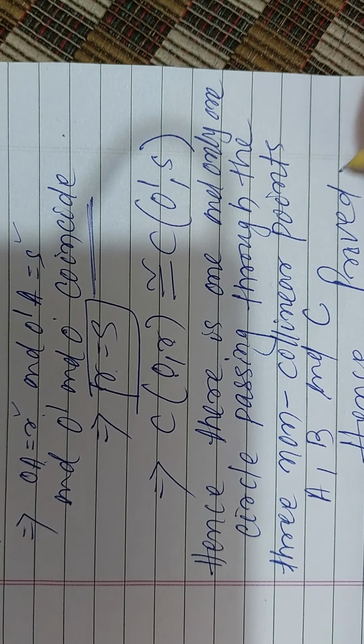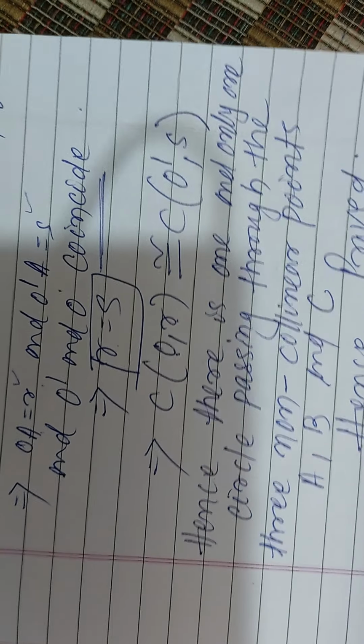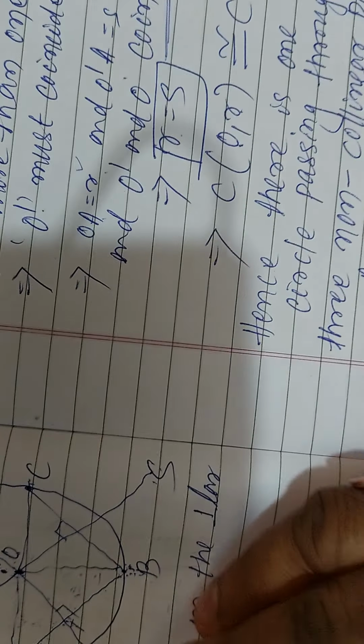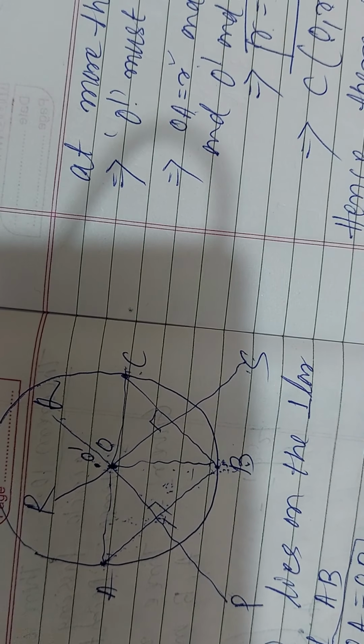Okay, students, so what do you conclude at last? There is one and only one circle possible through three non-collinear points.